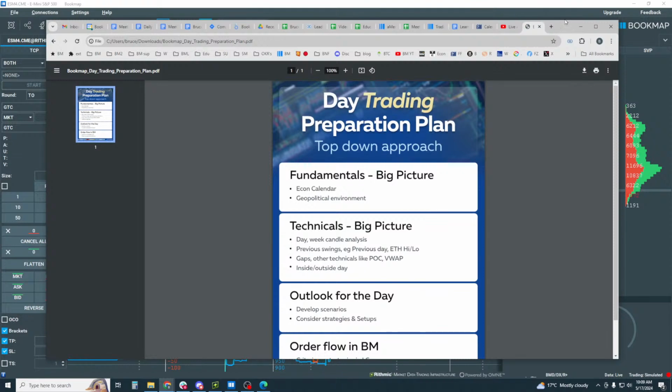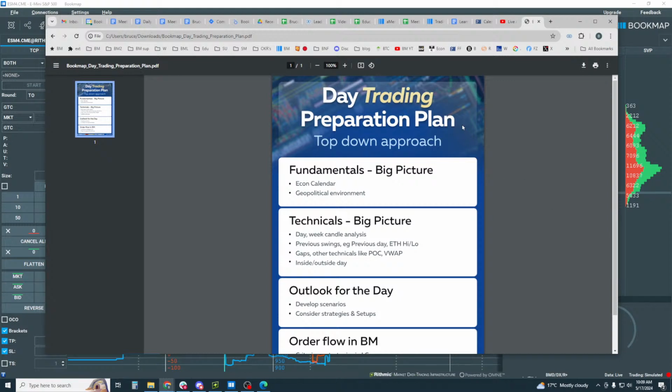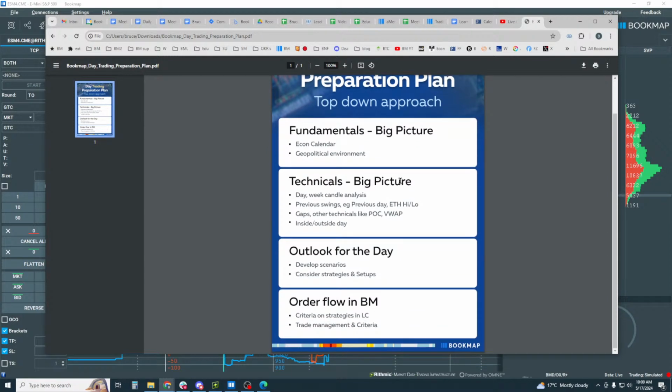Now you can get this over at the All Markets room as well here on Discord. If you want this, it's a very, very simple guide, but it is a top-down approach, and it's simple for a reason. We should at least be looking at these: big picture here for fundamentals, technicals, an outlook for the day, and then the order flow. This is where the rubber is going to meet the road, and we're going to get some traction.